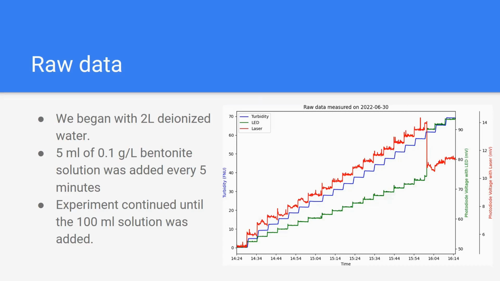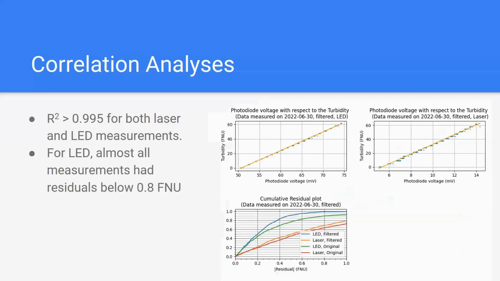So as you can see, as the turbidity, the blue line, increases, the photodiode voltage measured by LED or laser also increases. The one thing to note is that the disturbance at 4 p.m. happened because the enclosure moved slightly due to a loose screw. And another thing to point out is that the photodiode voltage is more sensitive to the turbidity change than the commercial turbidity meter values. So for our next analysis, we only use the data for the steady state values for the photodiode.